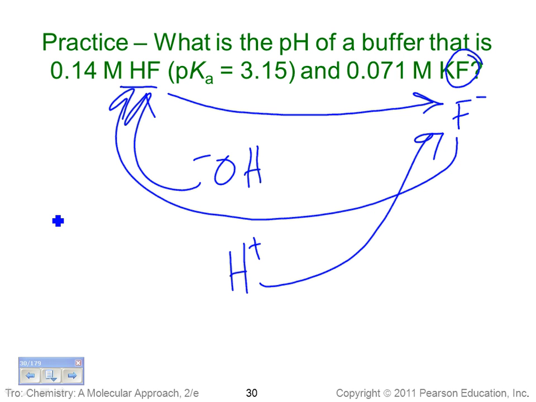A little bit less than it had if I put a base in. A little bit more than it had if I put acid in. But not as much change as if I put that acid or base in pure water, which has no buffering ability.